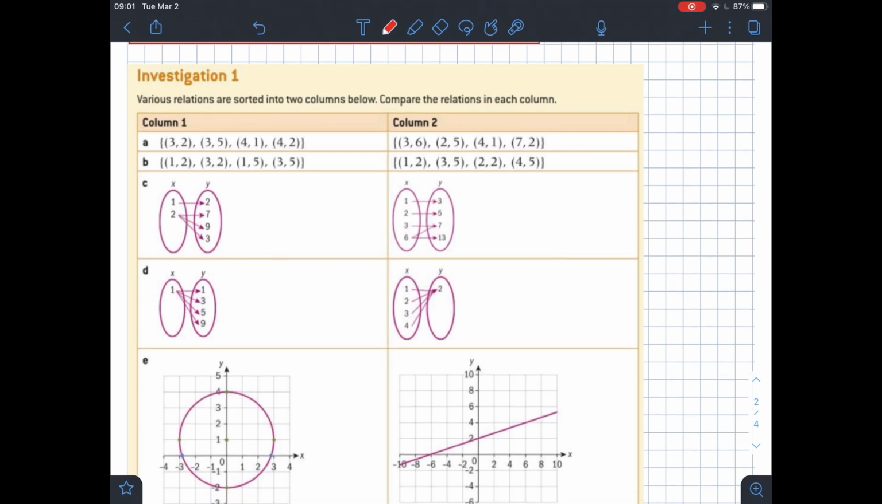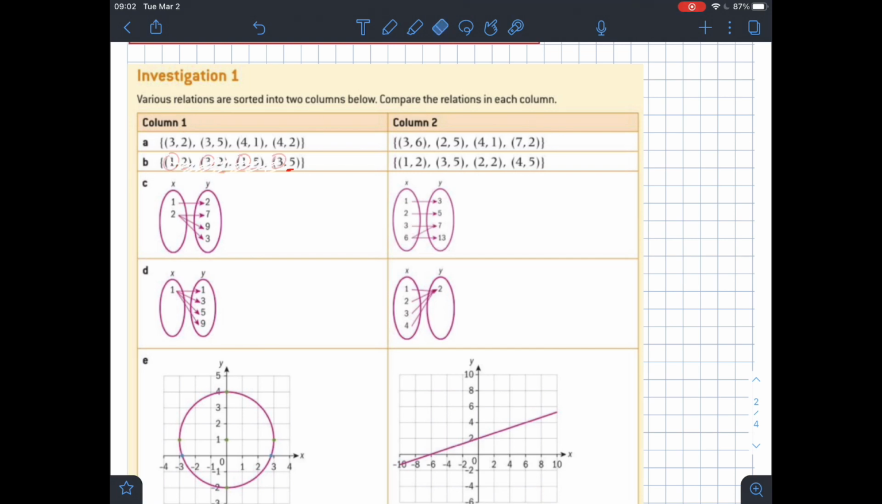In part B, we see the same thing, right? One is repeated and it has different values of y in each case. And here again, 3 is repeated and it has different values of y in each case.